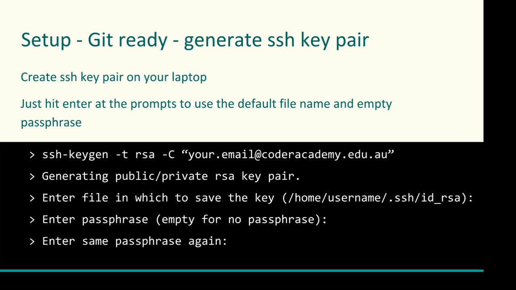What I typically do here, because sometimes I'm using the HTTPS connection if I'm on the Coder Academy network, and sometimes I'm using the SSH connection if I'm not on a proxied network, is I will set up both connections to my repo sometimes, or I'll create them as I need to. It's not hard to do, and I'll use the one that I have to use. So let's create some SSH keys.